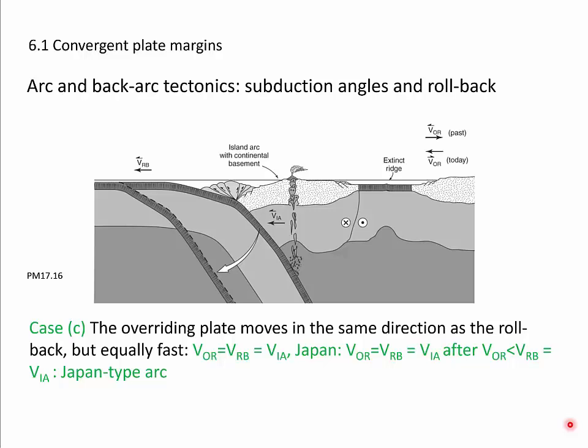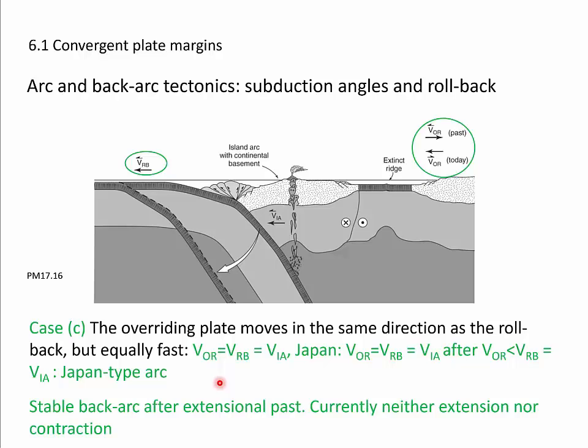The third case that we see here would be a back arc that is tectonically stable. We see here that the overriding plate has the same movement vector and the same velocity as the rollback. And if these two vectors are of equal magnitude and equal direction, then the back arc will be stable. The overriding plate will simply follow suit the rollback at the same velocity, and no differential stresses will be generated in the back arc that would allow either extension or contraction.